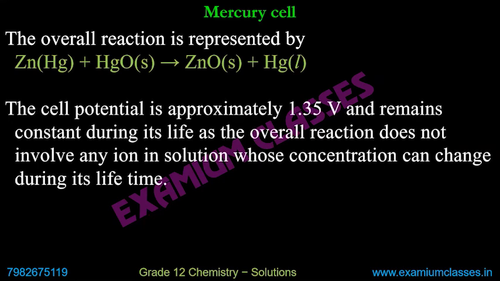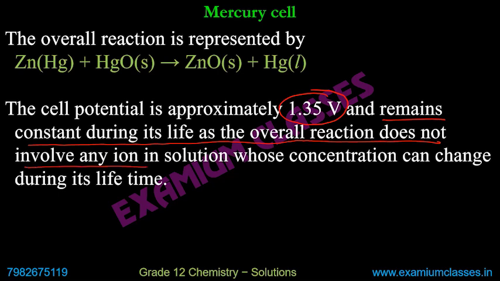This mercury cell has a potential of 1.35 volt. All potentials you need to memorize. Daniel cell 1.1, dry cell 1.5, mercury cell 1.35, and it remains constant during its life as the overall reaction does not involve any ion in solution whose concentration can change during its lifetime.